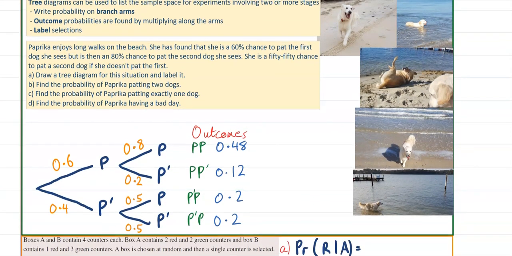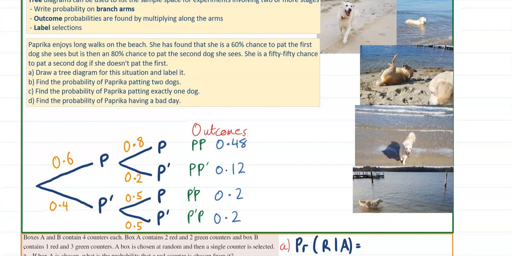Hopefully you can see all that pretty clearly there, correctly labeled with all of our probabilities. We want to find the probability of Paprika patting two dogs, and that would simply be 0.48. We found that by multiplying 0.6 times 0.8, and that gave us 0.48. So we multiply along those arms to find those probabilities.